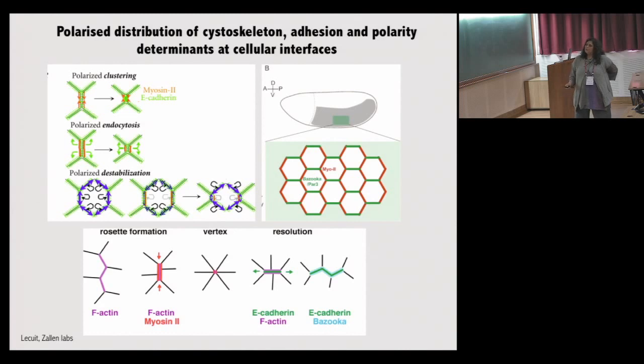People have then gone on to show that some of these proteins, for example, bazooka or the regulation of myosin activity, are essential for mediating these junctional transformations. So you could say that it's essential to distribute the cytoskeleton, adhesion, and polarity determinants in a polarized manner at these interfaces for you to be able to achieve the systematic shrinkage of a large band of cells so that you can achieve the deformation of the tissue, right?